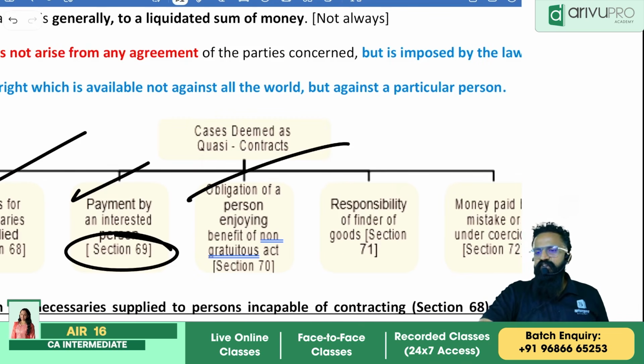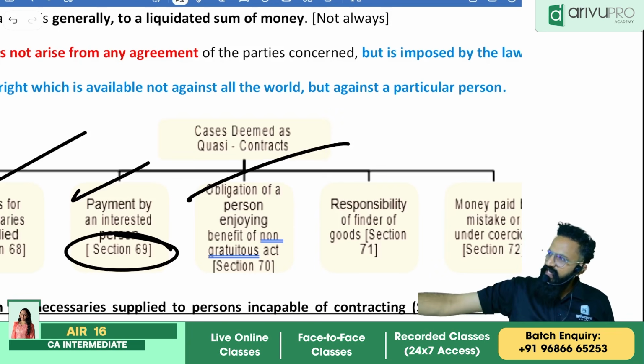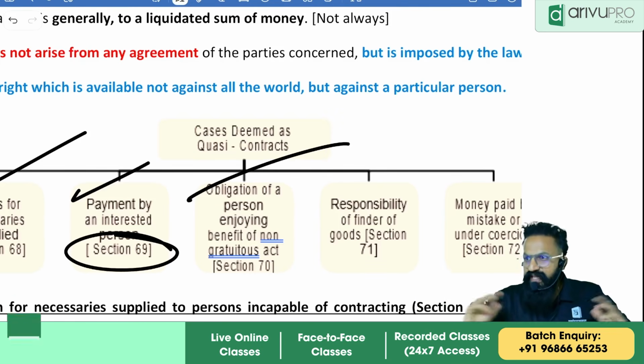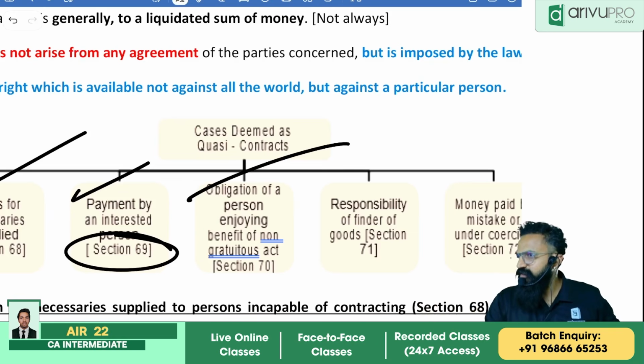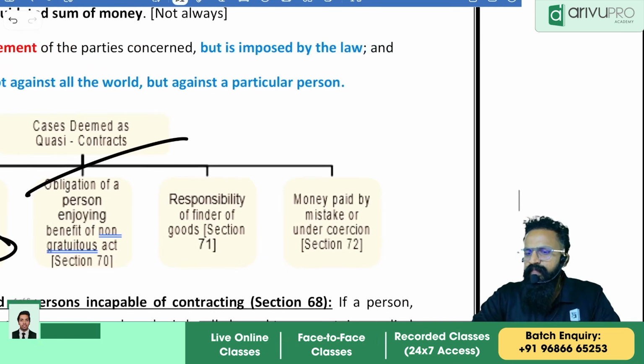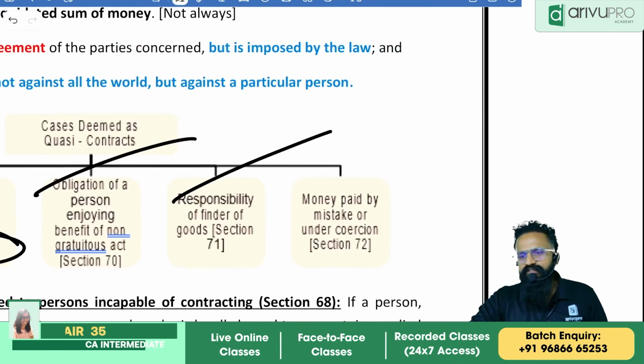Obligation of a person enjoying a benefit of a non-gratuitous act. Ramana eating that dosa example, if you remember. No one means to give you a dosa free of cost. That too on Swiggy within 20 minutes, hot dosa. Who will give? So, if you have taken a benefit of it, you have to pay for it. Responsibility of a finder of lost goods. Section.